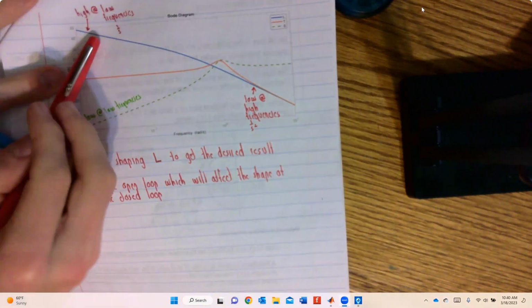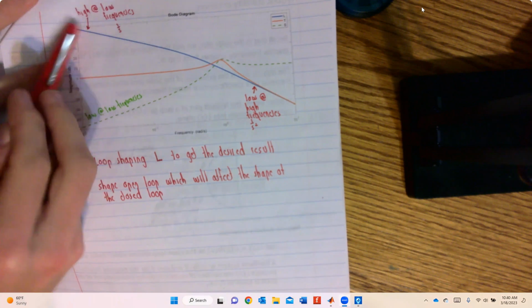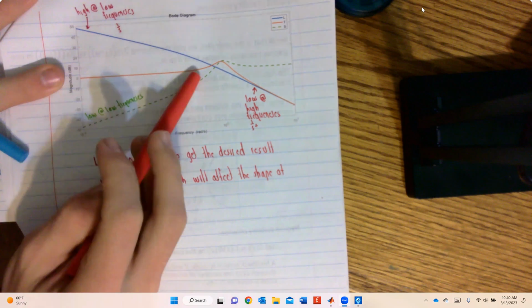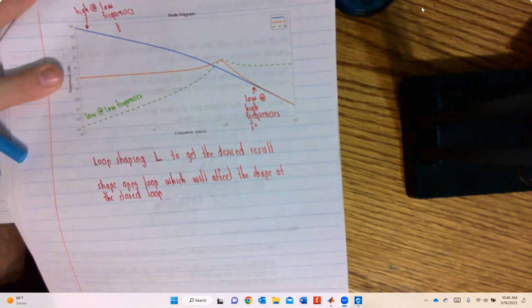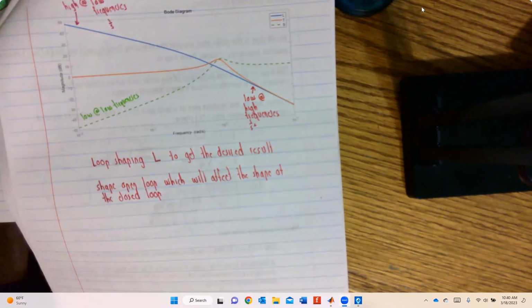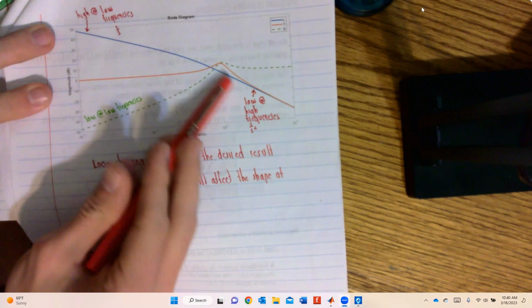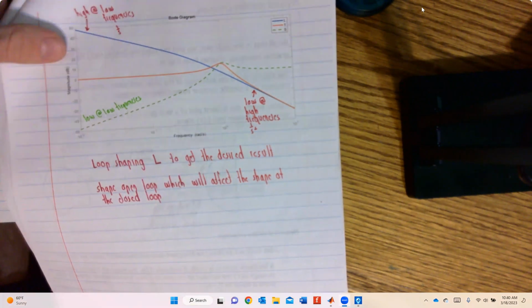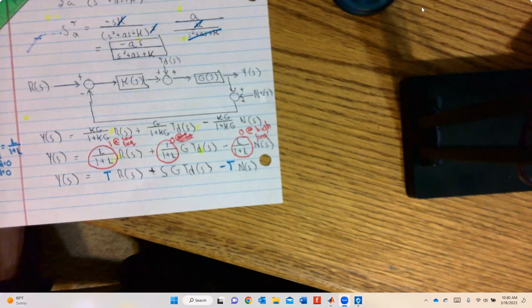We want it to be high at low frequencies. We want it to be low at high frequencies. And so for a closed loop, it's going to follow this pattern. So we shape the loop L in order to get the desired result. As we notice here, our open loop versus our closed loop system, and then our sensitivity is just, remember, 1 minus whatever our transfer function was. It's just the complement.